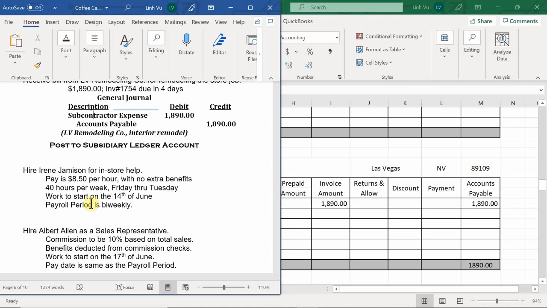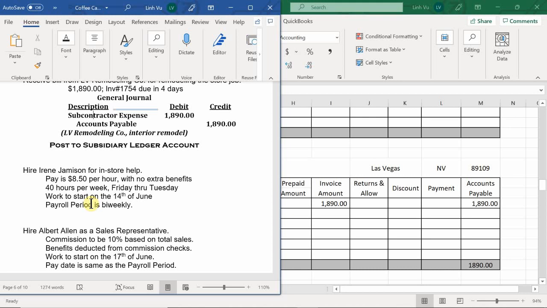So in this case, if you're using the Word document, I said that you needed your payroll sheet. But if you are working on your Excel files, they fall under your subsidiary ledger, because it's going to be everybody that's involved in your company. So that includes a list of your customers, a list of your vendors, as well as your list of employees. So in this case, we just hired Irene Jameson to help out in the store.